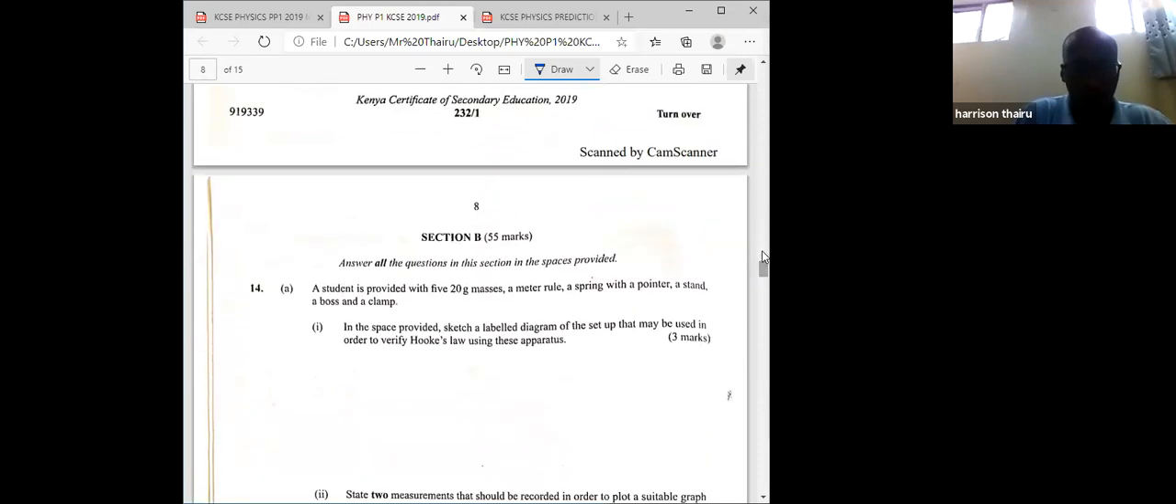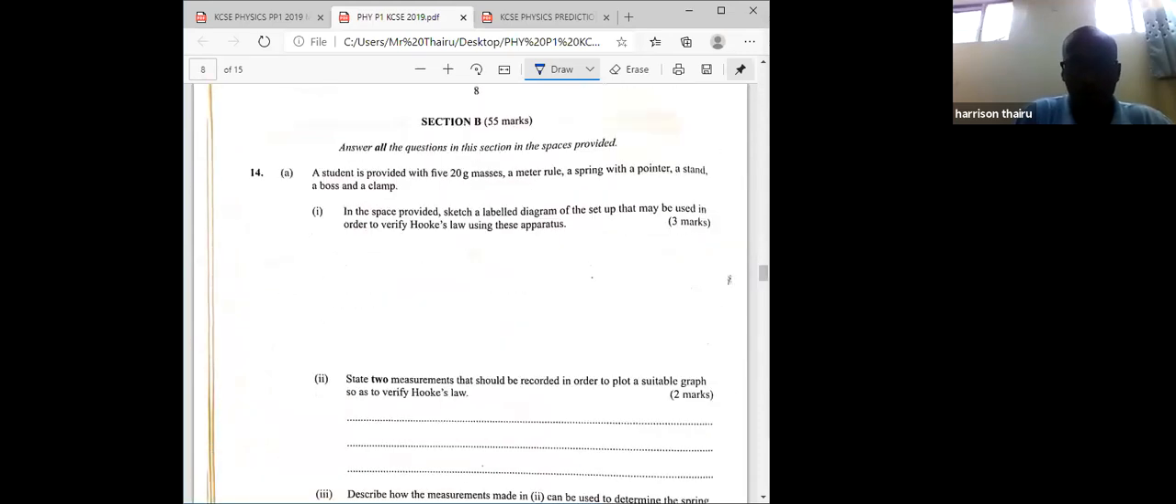Then we move to question number 14. In question number 14, a student is provided with five 20-gram masses, a meter rule, a spring with a pointer, a stand, a boss, and a clamp. In the space provided, sketch a labeled diagram of the setup that may be used to verify Hooke's law using this apparatus. It is important to note that the question is asking for a labeled diagram. This one you have used several times in the lab.